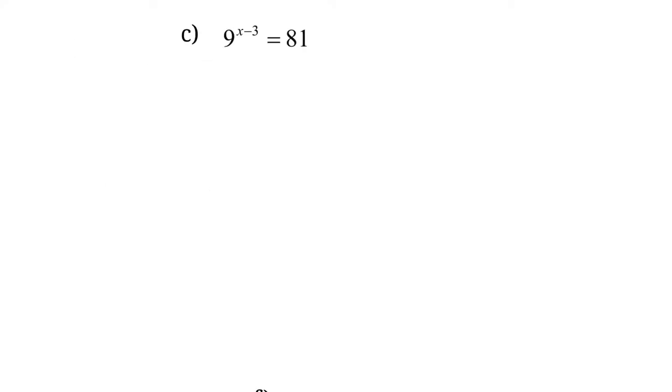Feel free to try the next one on your own and come back to the video when you're ready to check your answer. So once we rewrote 81 as a base of 9, you get 9 to the power of 2. So that means that our exponents, x minus 3, is equal to 2. And using that equation to solve for x, x is equal to 5.